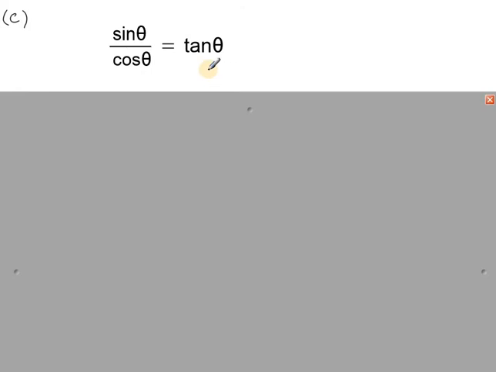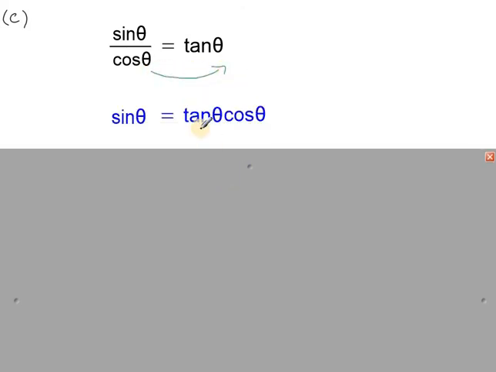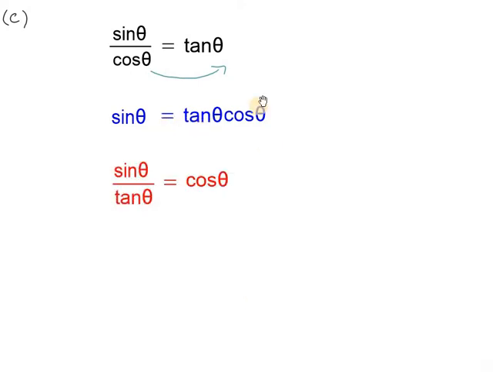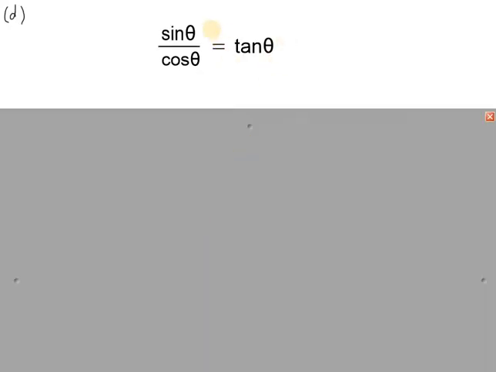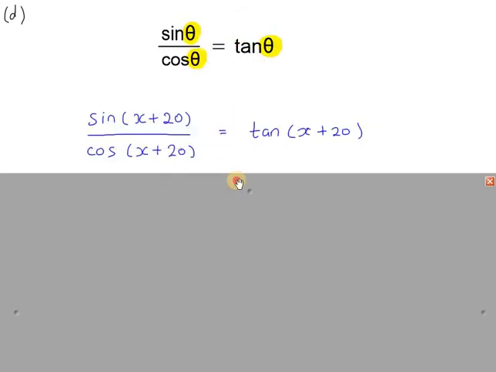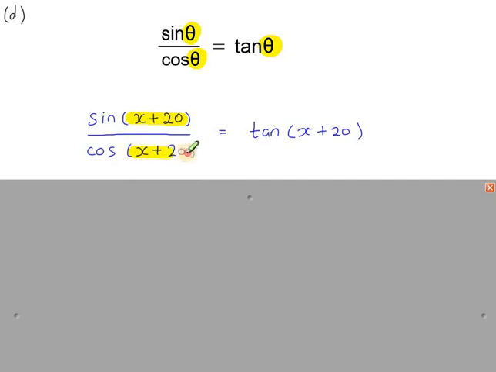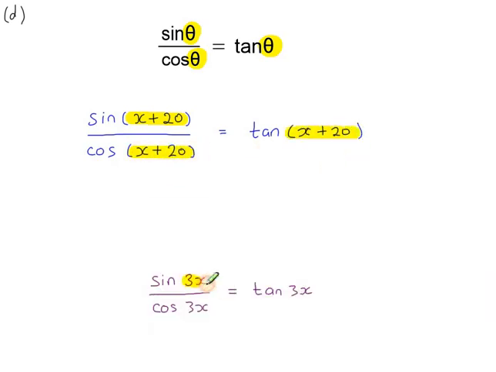We can rearrange this identity, so if I take the cosine term to the other side, and then if I divide both sides by tan theta, we get this. And these could be useful in problem solving. The identity is true as long as the angle is the same throughout. So the angle here is x plus 20, it's the same throughout. The angle here is 3x, it's the same throughout. Sine over cos equals tan.